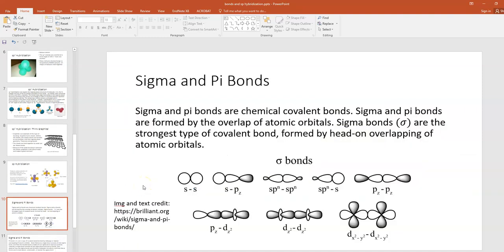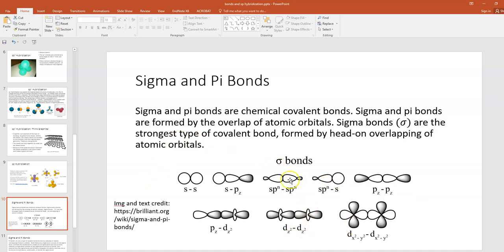Okay, now here's some more technical jargon you might hear, and that's the idea of sigma and pi bond orbitals, okay? So sigma and pi bonds, those are what you get for chemical covalent bonds, okay? And sigma and pi bonds are caused by the overlap of the atomic orbitals that we've been discussing. So sigma bonds are when you have a head-on overlap of atomic orbitals. And they're very strong bonds.